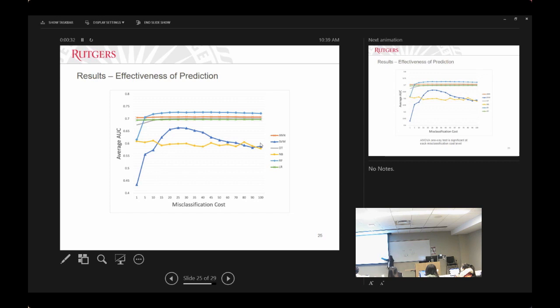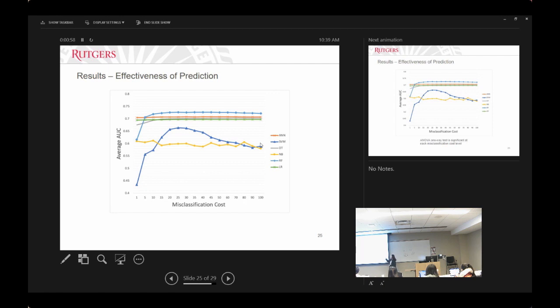In most cases, especially after the misclassification cost reaches a certain threshold. And then logistic regression, which is in green, has lower performance, but it's kind of stable. And the same is true for artificial neural network.